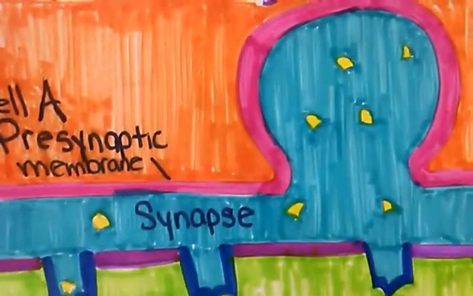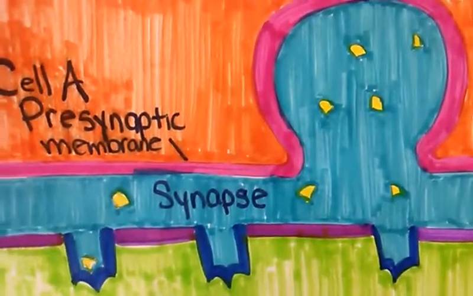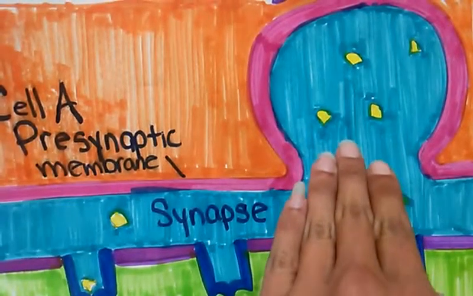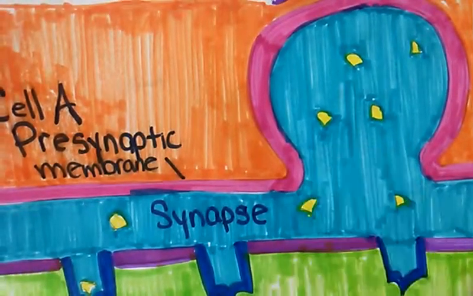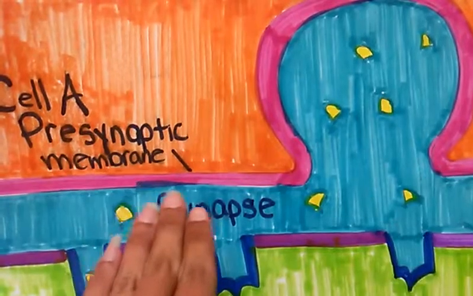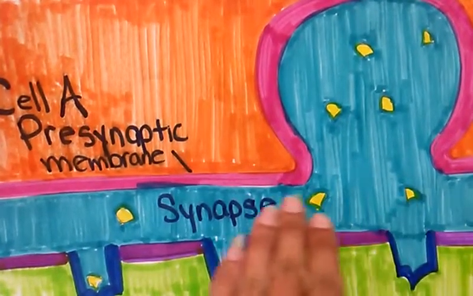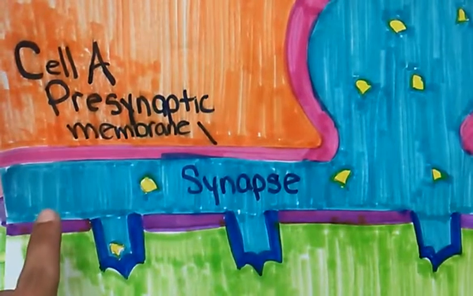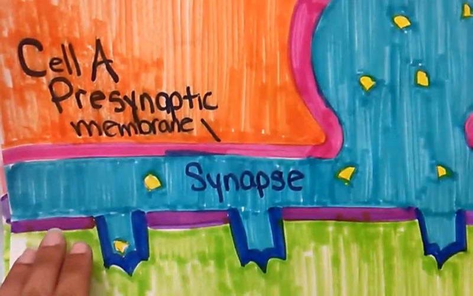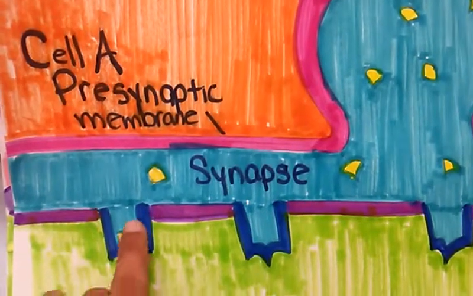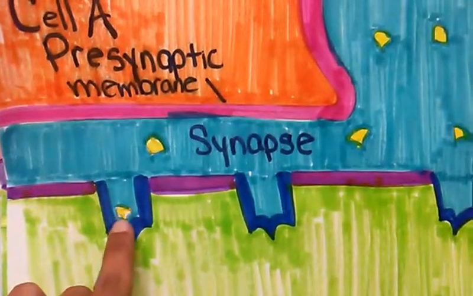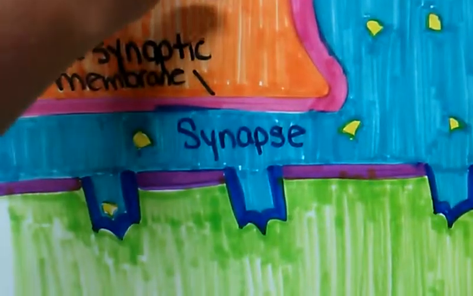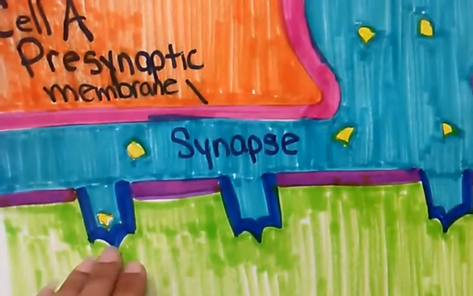Here's a closer look at what exactly occurs. Cell A releases neuron transmitter molecules from its presynaptic membrane into the synapse. Once these neuron transmitter molecules are in the synapse, they make their way to the postsynaptic membrane of cell B, and they bind to the ionotropic receptors located within the postsynaptic membrane of cell B and open up channels.